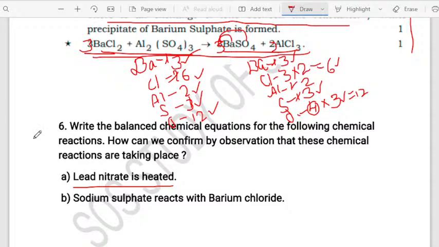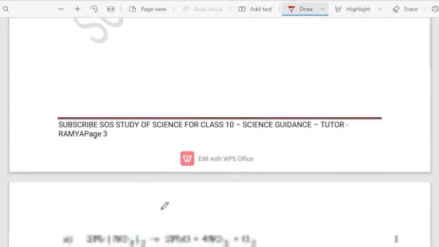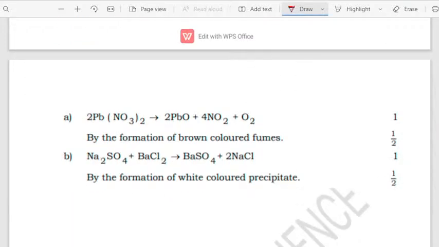You should learn them, okay? So lead nitrate heated, I have already written and shown you. Sodium sulfate reacts with barium chloride. This is also a very important question. Okay, I will check the answer and show you. I don't need to take much of your time.